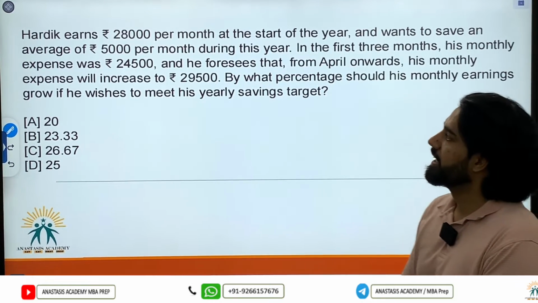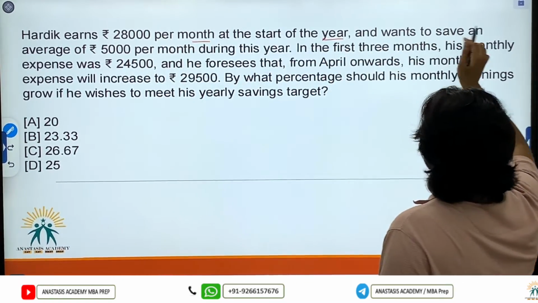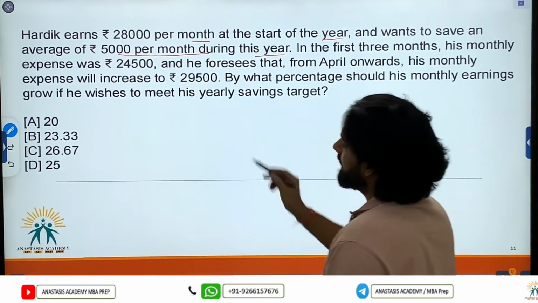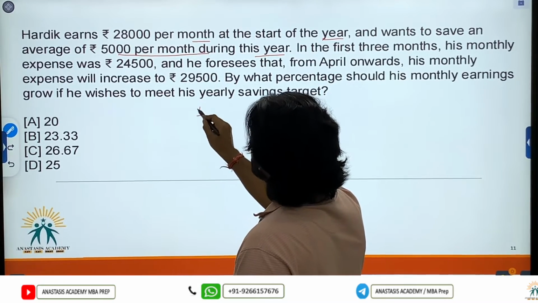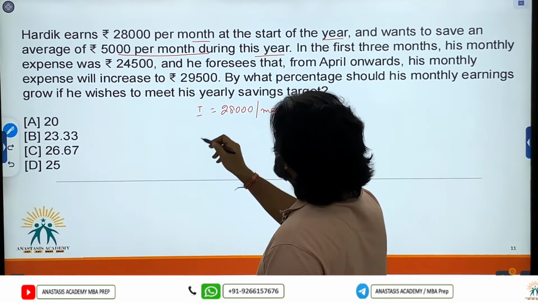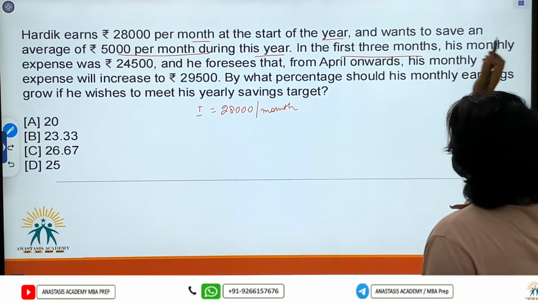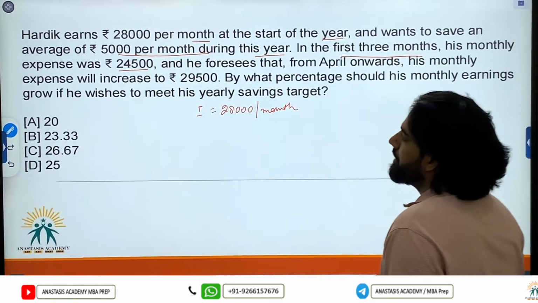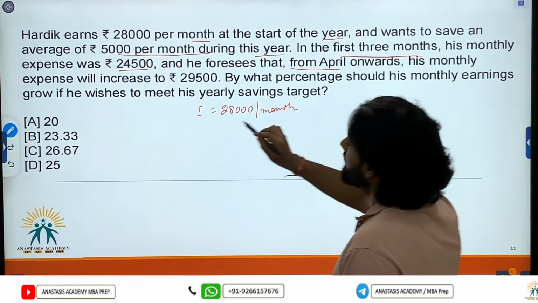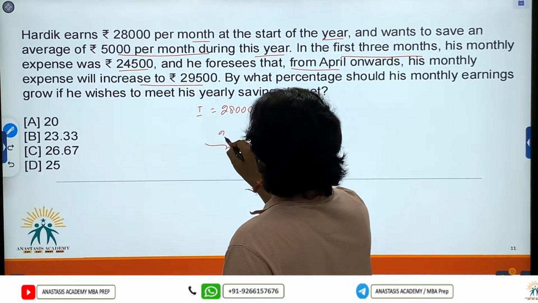Let's solve this question. Hardik earns 28,000 per month at the start of the year and wants to save an average of 5,000 per month during this year, right? So the initial income of Hardik is given as 28,000 per month, and he wants to save 5,000 per month. Now, in the first 3 months, his monthly expense was 24,500, and he foresees that from April onwards, his monthly expense will increase to 29,500.